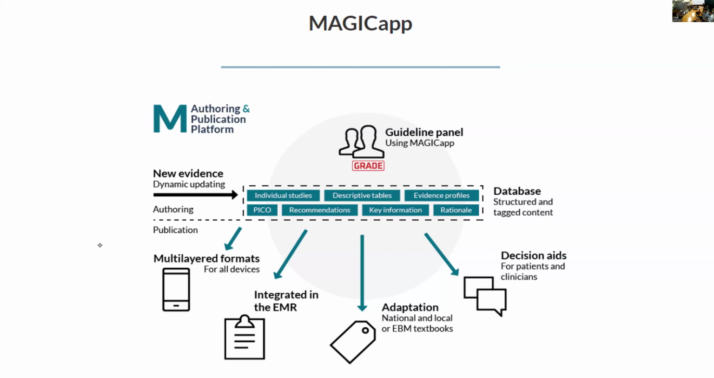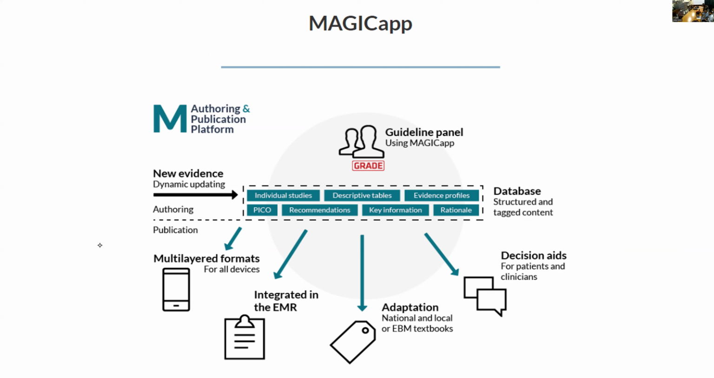So this is for those of us who are interested in making guidelines. This is MAGICapp. It's a guideline platform that facilitates development, updating, and dissemination. It does not have any website. What you do is put in the individual study, the descriptive tables that are already there, the evidence profile. You mention the pie chart, recommendations, key information, rationale, all in the database.